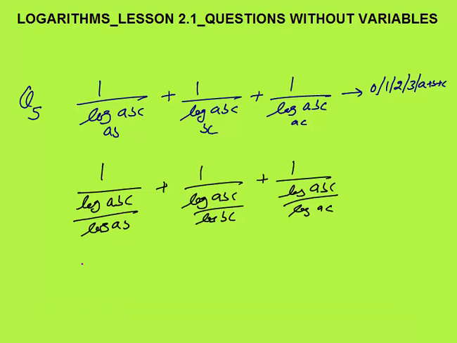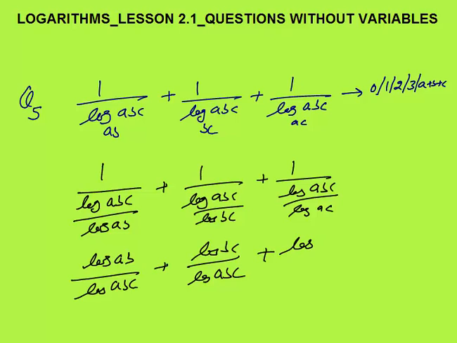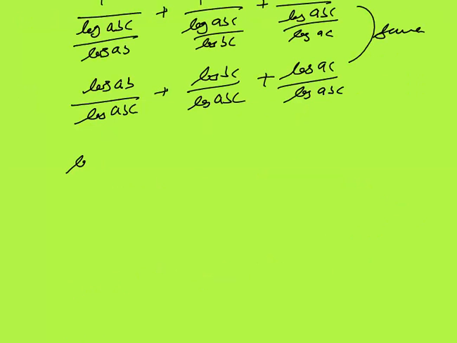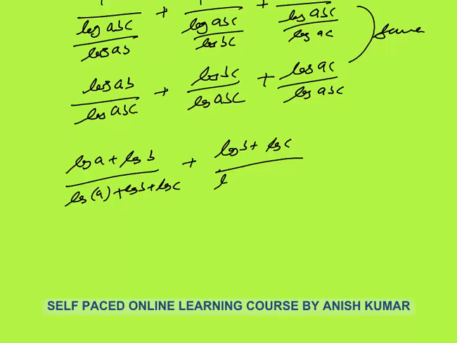Now this can be written as log AB upon log ABC, log BC upon log ABC, log AC upon log ABC. It is the same thing, no difference, you can write it like this. Now this can be written as log A plus log B, upon log A plus log B plus log C, log B plus log C upon log A plus log B plus log C, log A plus log C upon log A plus log B plus log C.